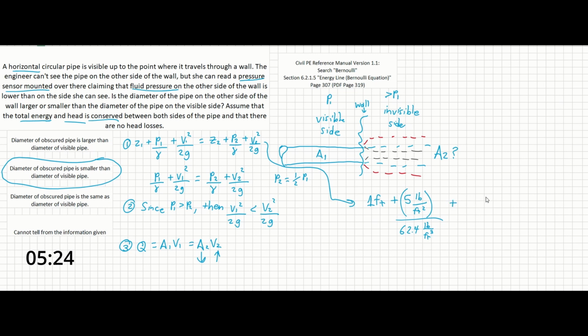And finally, we'll say the velocity is also 5 feet per second squared over 2 times 32.2 feet per second squared, which is our gravity.